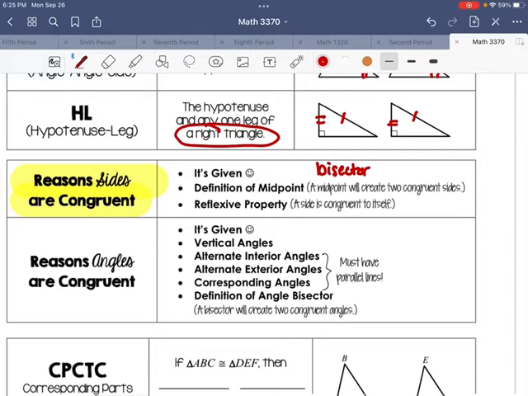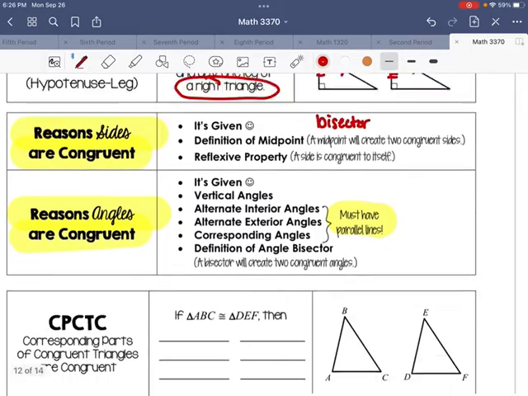And then reasons angles are congruent. You have it's given, they're vertical angles. Remember, vertical angles are always congruent. Alternate interior, alternate exterior, and corresponding angles are congruent, but super important, you have to have parallel lines for those to be true. And the definition of an angle bisector, which means it cuts an angle in half.